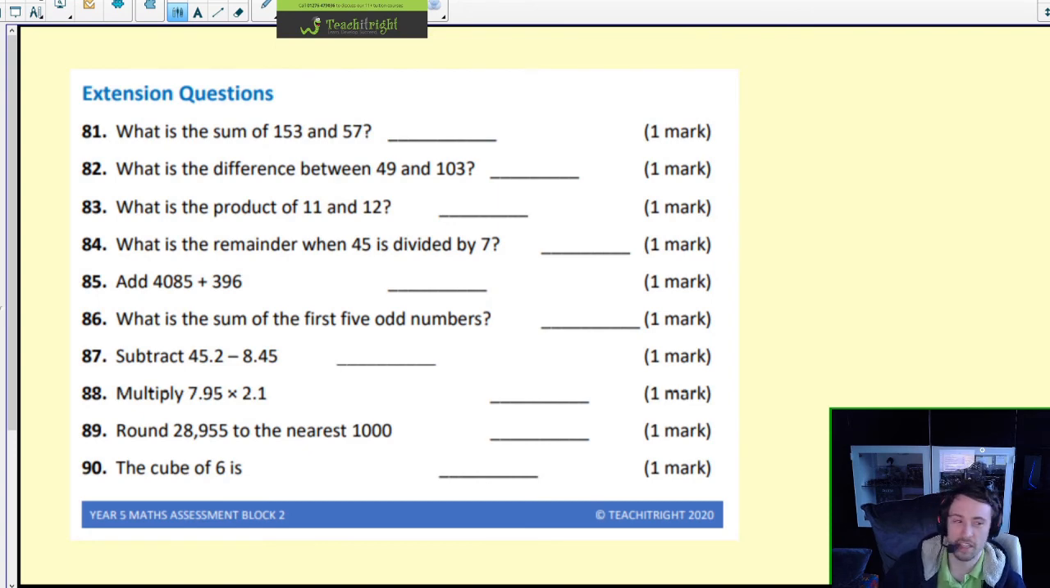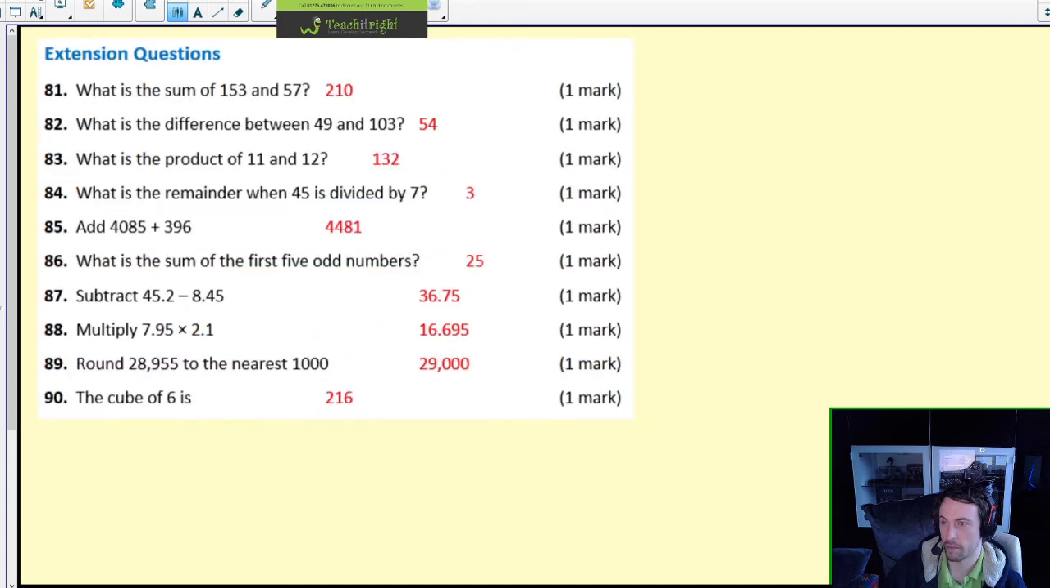Now we've got some extension questions. These are sort of a variety, a bit of a mixed bag. See how well you've done. So, what's the sum of these two numbers? The sum, of course, means to add, not to times. So, add them together, you get 210.